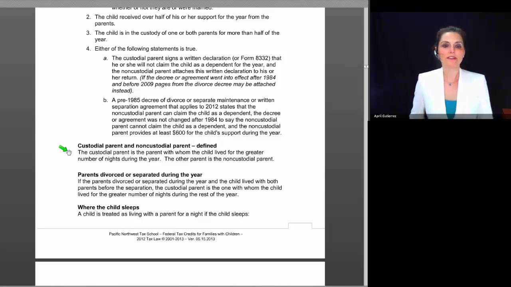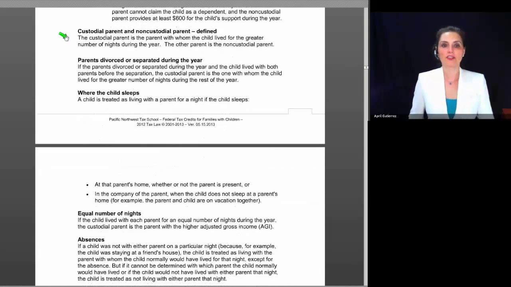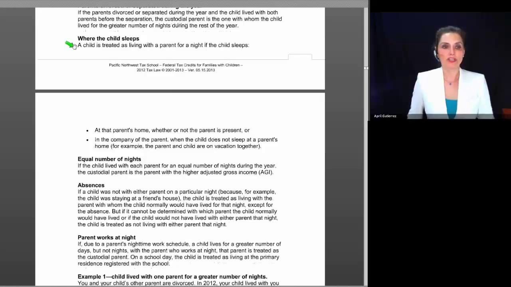The custodial parent is a parent with whom the child lived the greater part of the nights during the year. The other parent is the non-custodial parent. So if the question is, do we count days or nights? IRS says in most cases, you count the nights that the child slept in a bed in your house. The parents are divorced or separated during the year. If the parents divorced or separated during the year and the child lived with both parents before the separation, the custodial parent is the one with whom the child lived for the greater number of nights during the rest of the year.